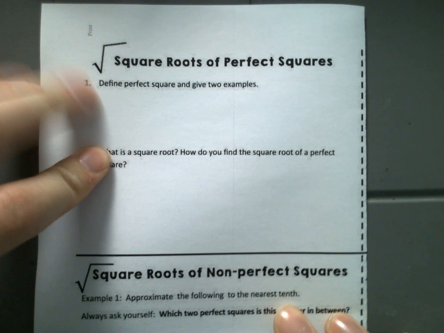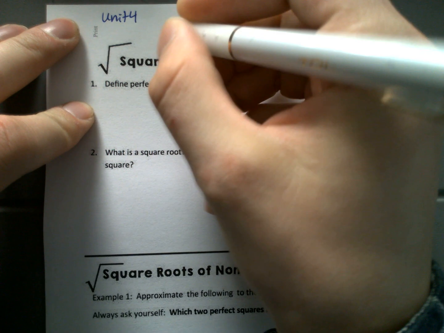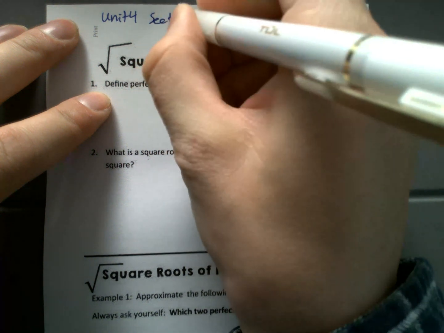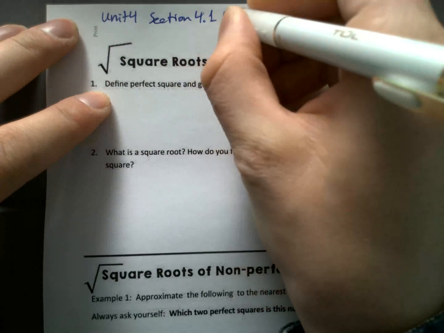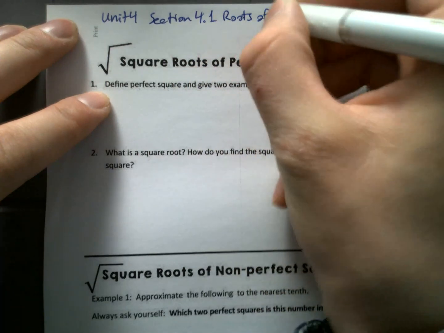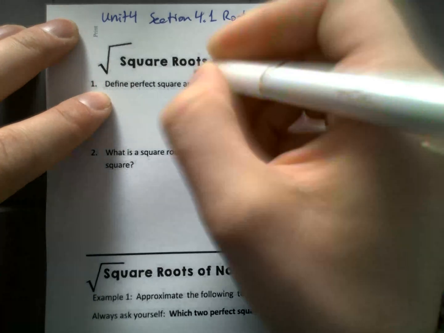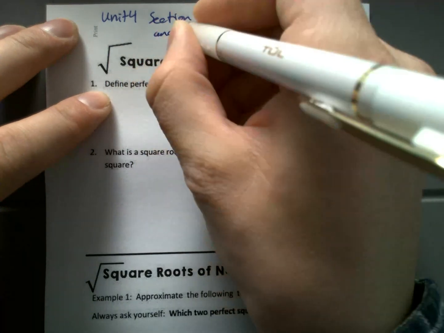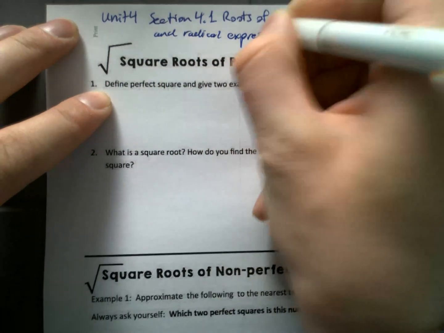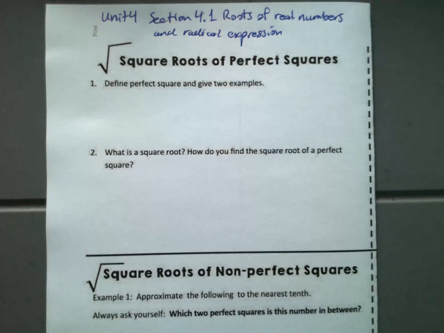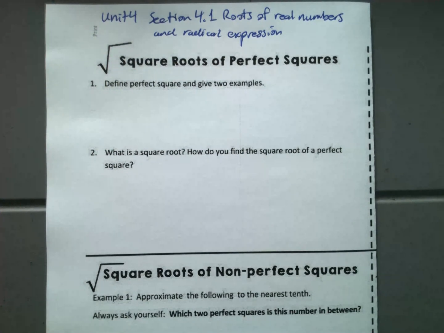Okay, so we're going to be talking about Unit 4 today. Unit 4, which is Section 4.1, which is all about the roots of real numbers and radical expressions. Specifically, this will take place over a subsection, so it'll be 4.1.1 and 4.1.2. We're doing point 1 today, point 2 tomorrow, okay?